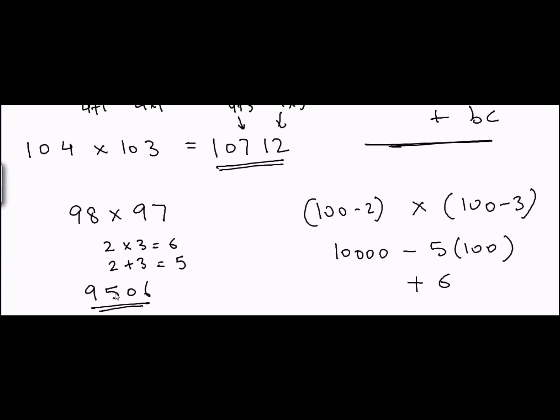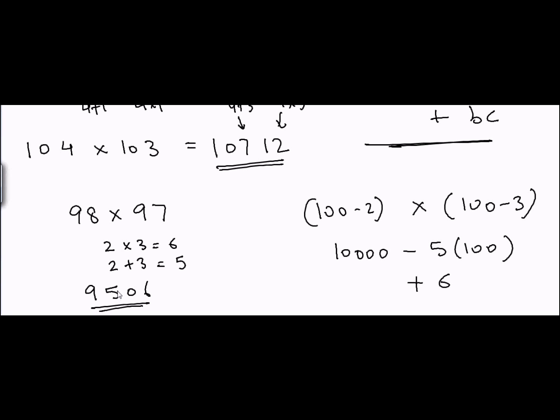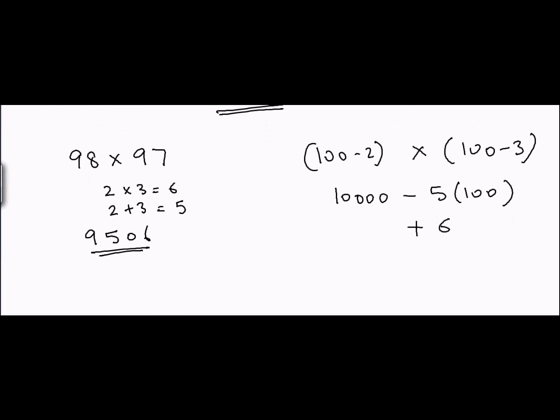So now trick number 4. The trick number 4 also originates from trick number 3, but here we are using 10 instead of 100. So again, if I multiply 12 and 13, then in this case it will be 2 plus 3 is equal to 5, and 2 into 3 is equal to 6. So I'll say 156. That is my answer.